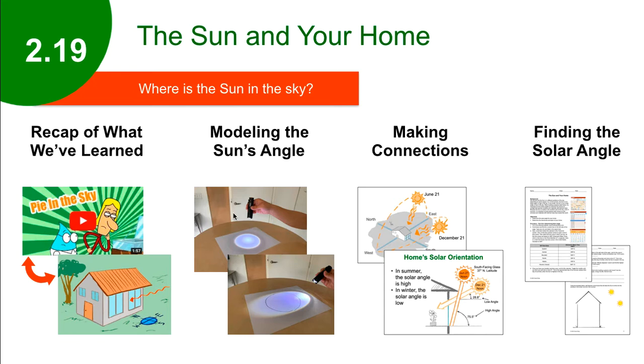Students then use a flashlight to model the sun's angle at different times of day and throughout the year. Using their model, students discover that windows must be south-facing in order for thermal energy to transfer into the home. Finally, students visit a website to determine where the sun is going to be at different times of year where they live.